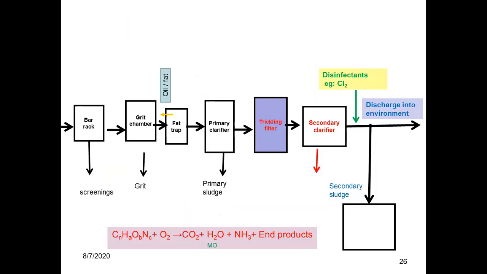So now you are familiar with this diagram. But there's a difference here. We can replace the activated sludge process with a trickling filter. That means we can replace the aeration tank with the trickling filter. But here you can see there is no recycle of activated sludge. The secondary sludge is only taken away.